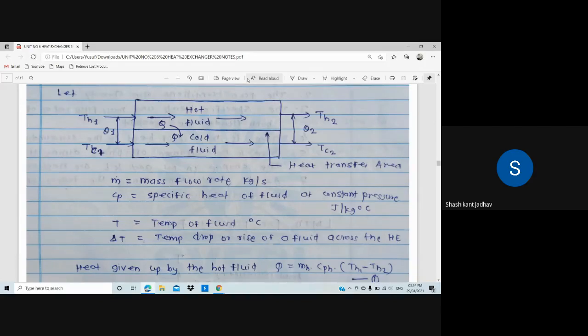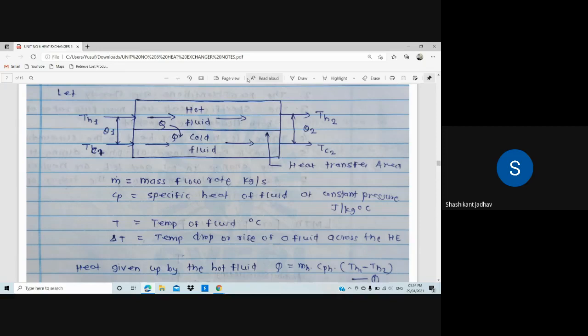Okay, so the diagram is over. There are two pipes. In one pipe there is hot fluid and in the other pipe cold fluid. The inlet temperature of the hot fluid is TH1, the outlet temperature of the hot fluid is TH2, the inlet temperature of the cold fluid is TC1, and the outlet temperature of the cold fluid is TC2. The area in between the hot and cold fluid is the heat transfer area. The temperature difference at one end is theta 1 and at the other end is theta 2. Okay.